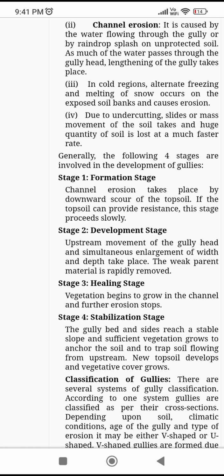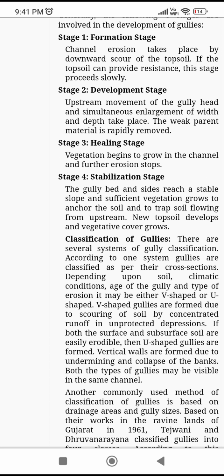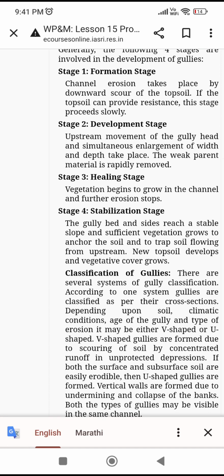Channel erosion takes place by downward scour of the topsoil. If the topsoil can provide resistance, this stage proceeds slowly. Another one is the development stage. Upstream movement of the gully head and simultaneous enlargement of width and depth take place. Healing stage: vegetation begins to grow in the channel and further erosion stops. Stabilization stage: the gully bed and sides reach a stable slope and sufficient vegetation grows to anchor the soil and to trap the soil flowing from upstream.